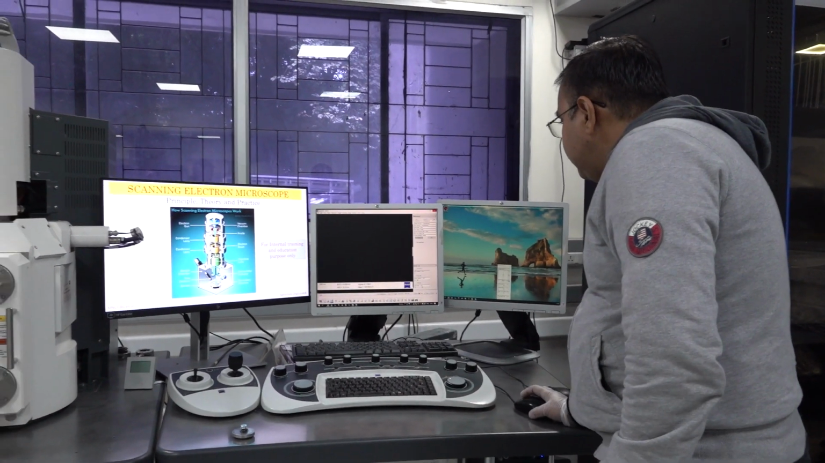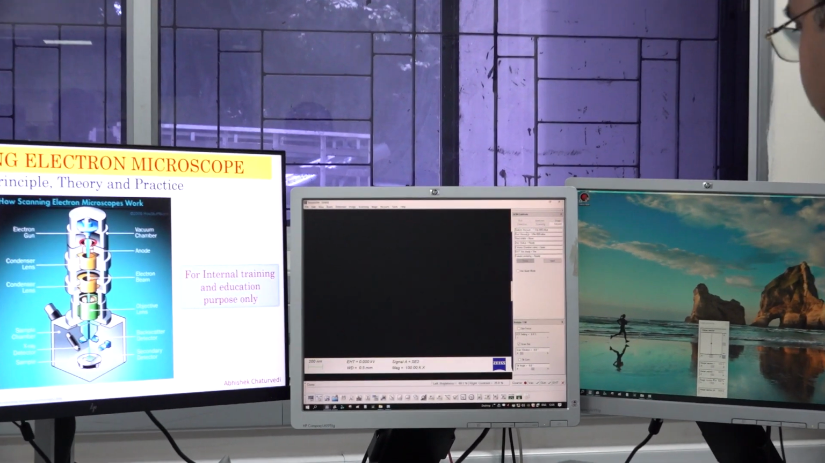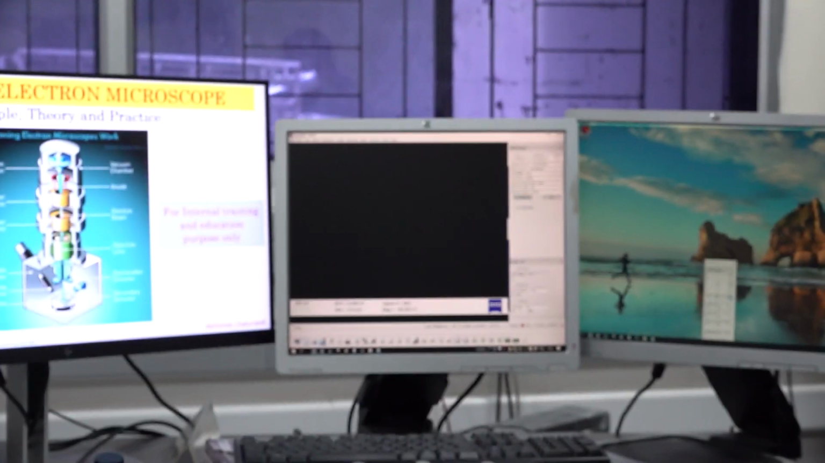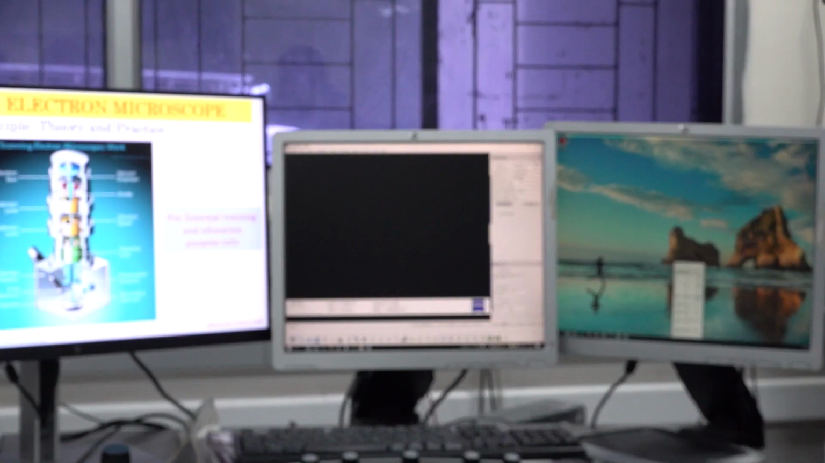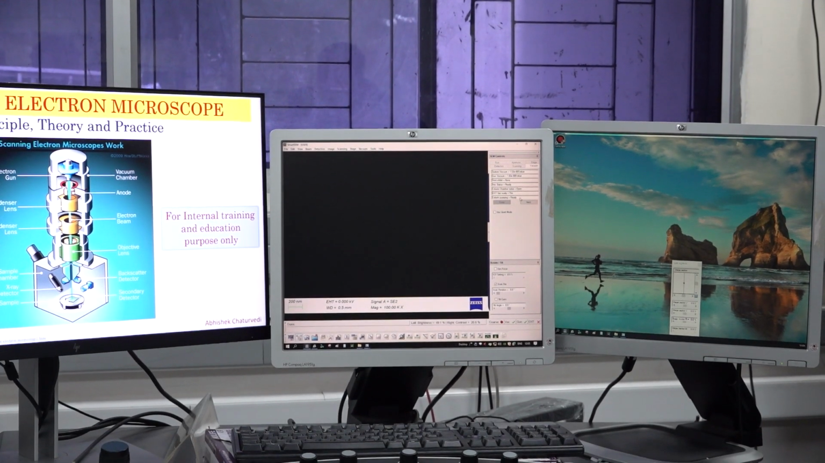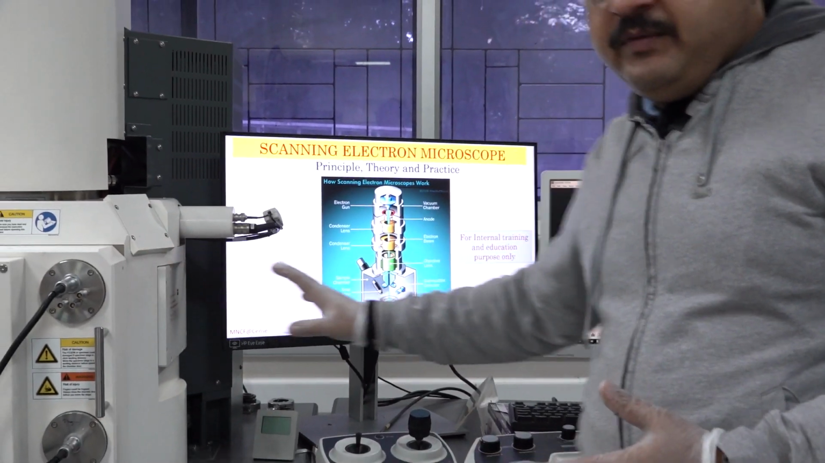Here you can see that there are two vacuum levels. One is the system vacuum. You can see the reading 1.5 × 10^-5 millibar, and then the gun vacuum 1.83 × 10^-9 millibar. Please note that we are only going to break the system vacuum. This is my system vacuum, or chamber vacuum to be precise.